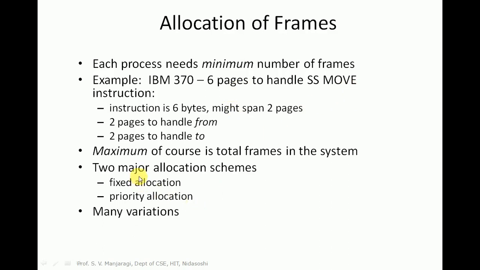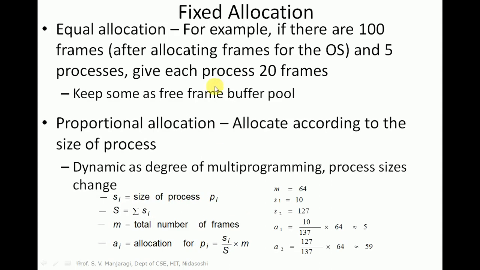So there are 2 major allocation algorithms. One is fixed allocation and the other one is priority allocation. There are different variations of these 2 allocation algorithms. Now let us look at fixed allocation algorithms. The first one is equal allocation. So every process is allocated an equal number of frames.